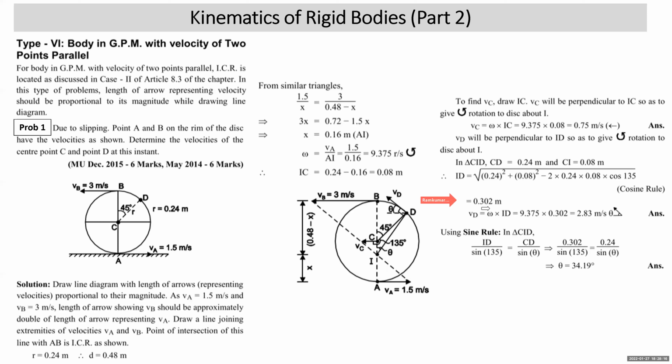Then velocity of point D will be omega into ID. Omega is 9.375 into 0.302. That is 2.83 meter per second. And now we assume that DI is making theta with vertical. So VD will make theta with horizontal.